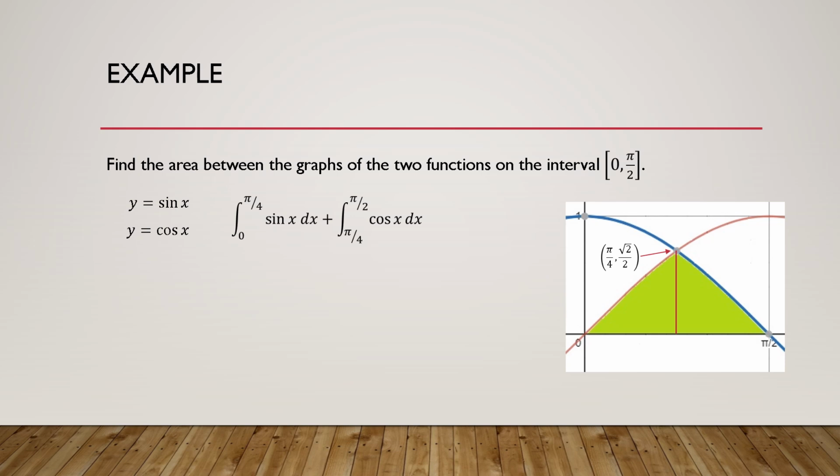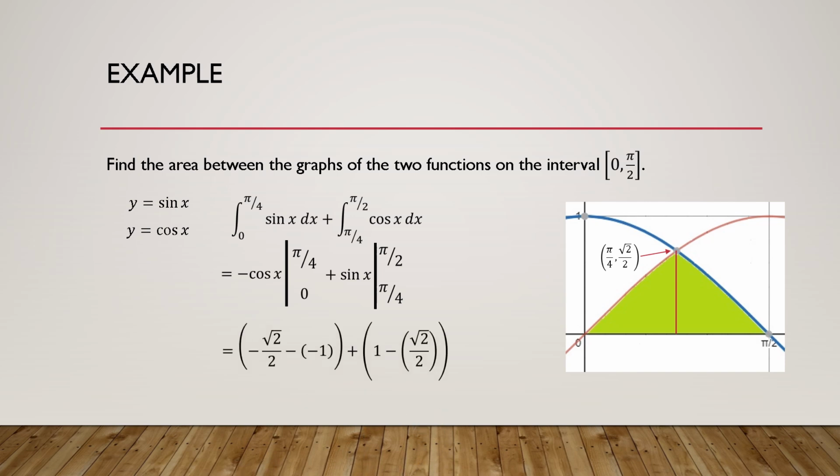The antiderivative of sine is negative cosine, evaluated from 0 to pi over 4, and the antiderivative of cosine is sine, evaluated from pi over 4 to pi over 2. From here we get negative square root of 2 over 2 minus negative 1 plus 1 minus square root of 2 over 2. When we simplify, we get 2 minus square root of 2, or approximately 0.586 square units of area.